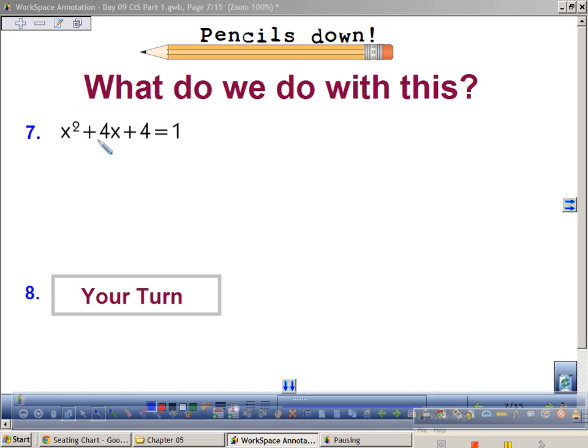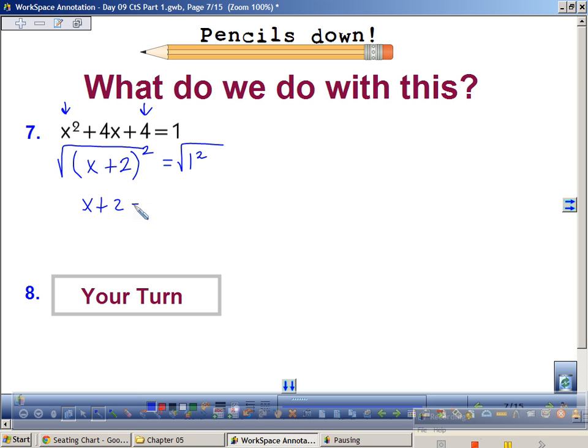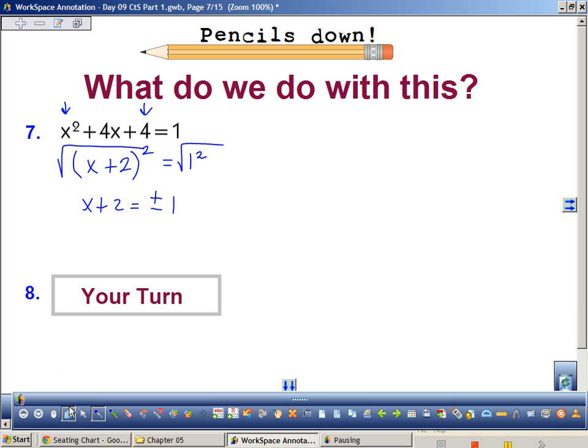Okay, see anything? I see squares. I see a square here and a square here. So what would this be? X what? X plus 2? This is actually also a square. Isn't it 1 squared? 1 times 1? Now what would I do with it? Square root it. So it's x plus 2 equals plus or minus 1.